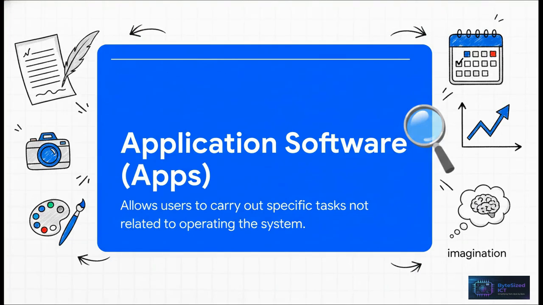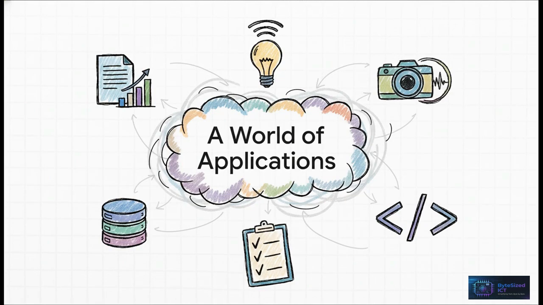So, here's the key difference. Unlike system software, which is all about running the computer itself, applications are all about helping you get stuff done. They're the specialized tools designed for pretty much any task you can think of, whether that's writing an essay, editing a photo, or managing a big project.